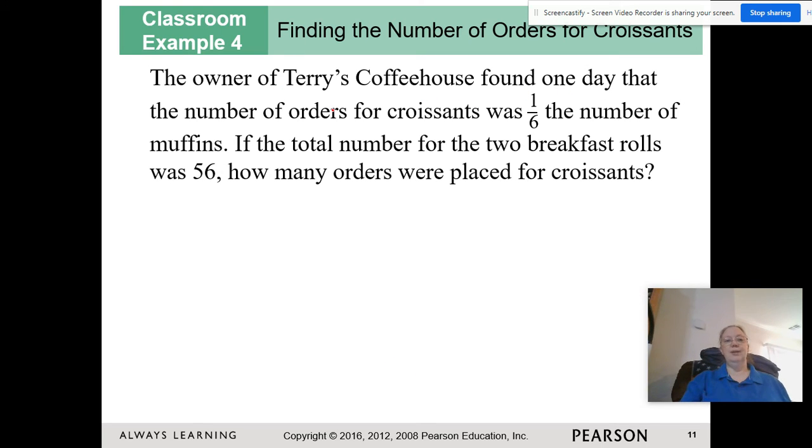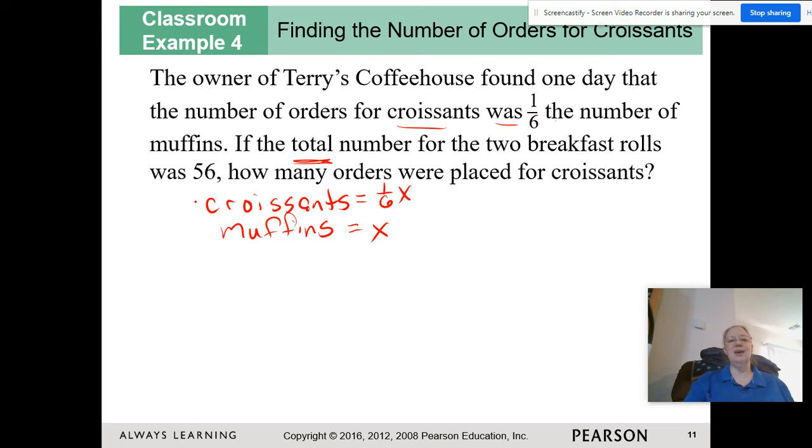Cherry's Coffee House found one day that the number of orders for croissants was 1/6 of the number of muffins. So we're talking croissants, and we're also talking muffins. We said croissants were something, so that means my muffins are going to get an X. The croissants were 1/6 of the number of muffins. 1/6 of, often in math, means multiply. So 1/6 times X.